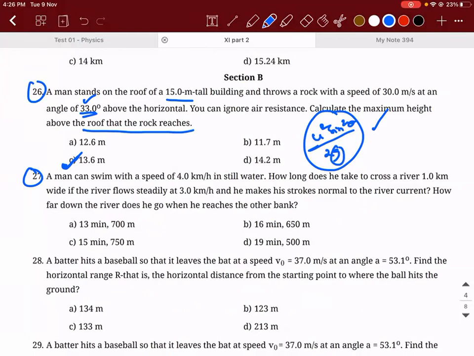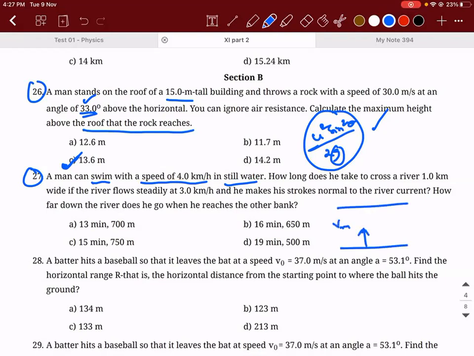Next. There is a man who can swim with a speed of 4 km per hour in still water. How long does it take for him to cross a river 1 km wide, if the river flows steadily at a rate of 3 km per hour and he makes his strokes normal to the river current? How far down the river does he go when he reaches the other bank? So the river is like this, and the person starts like this.